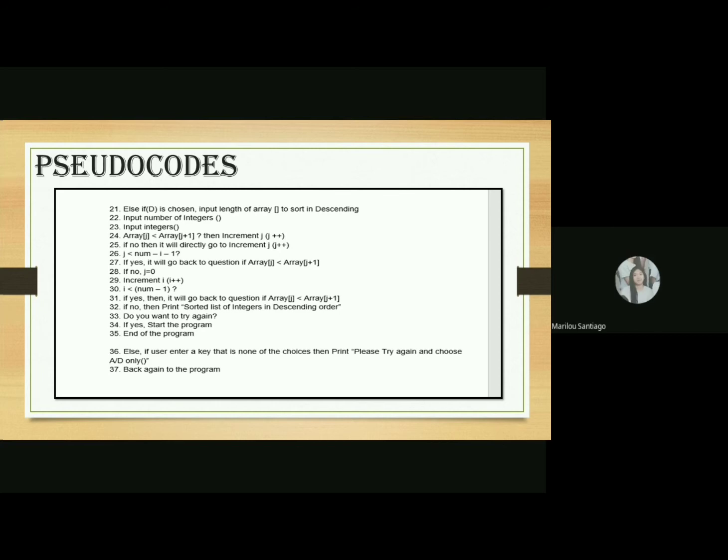Else, if the user enters a key that is none of the choices, then print please try again and choose A and D only. Then it will go back again to the program asking if they wanted to sort an integer by ascending or descending order.